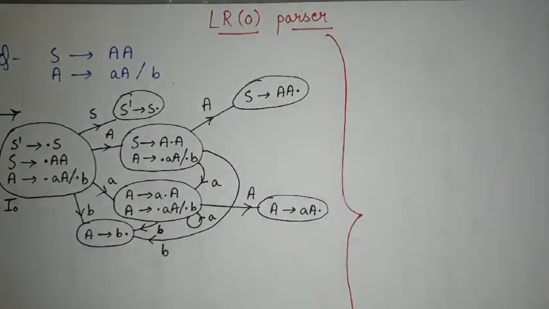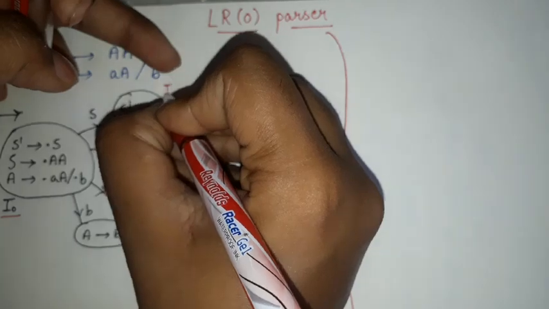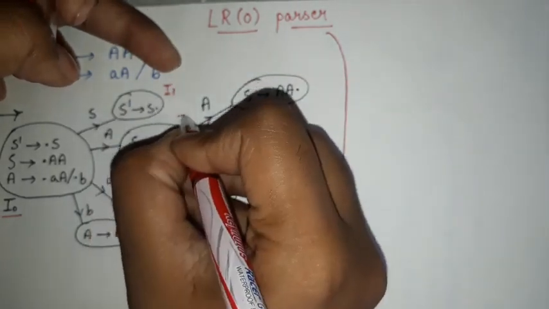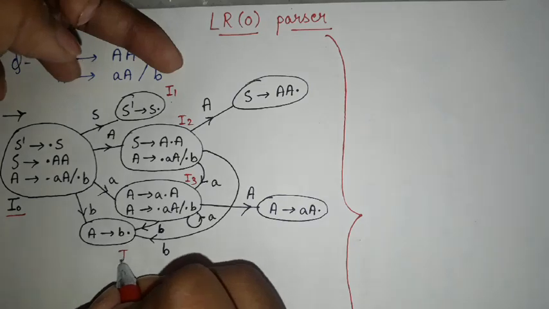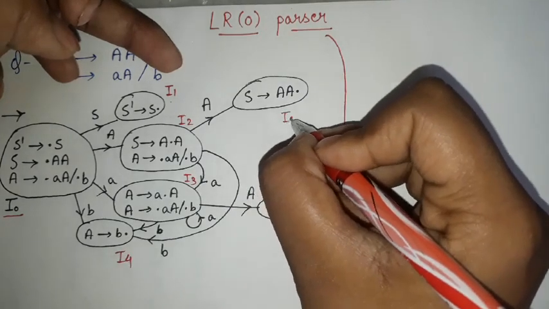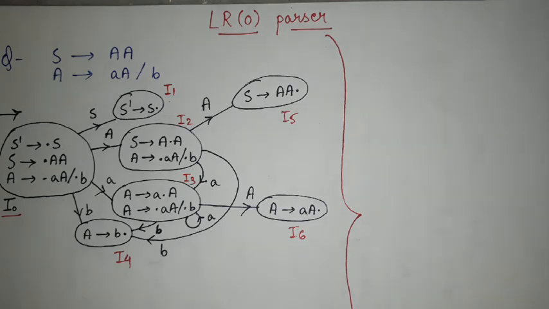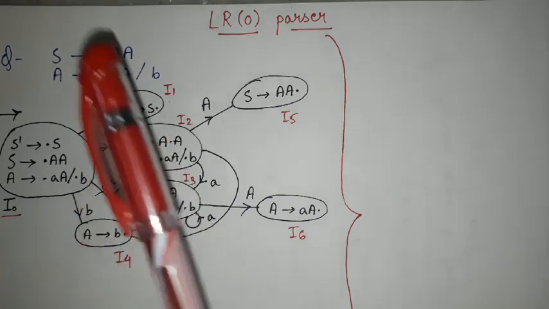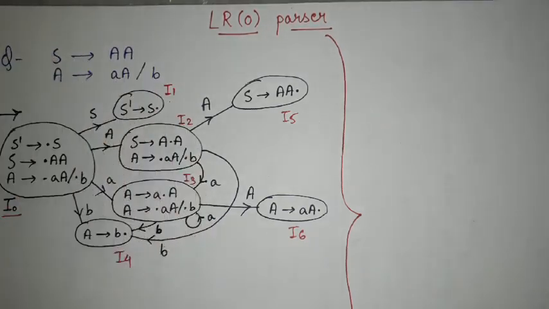Now let us quickly name the states. See, here we have already named it as I0. Let me name it as I1. This one is I2. This one is I3, this one is I4, I5, I6. These are my states. I have already named them. Now why have we named them? Because my main task is to say whether this grammar is LR0 or not.